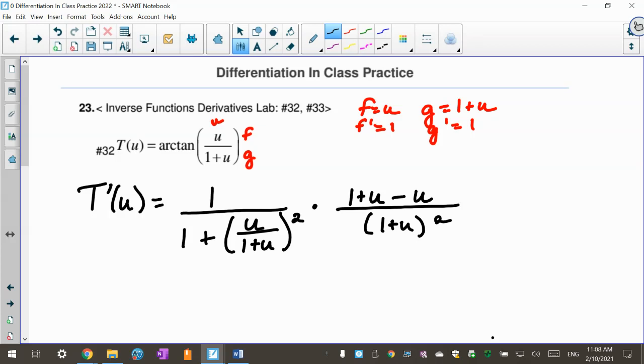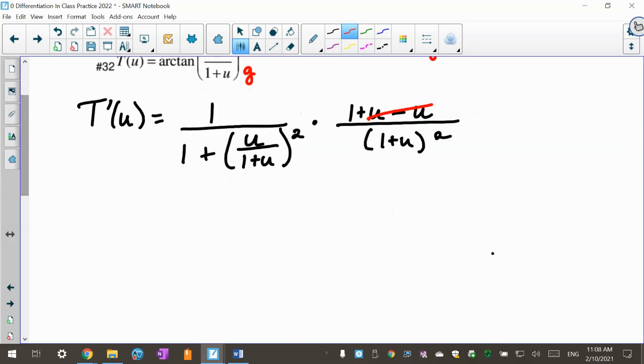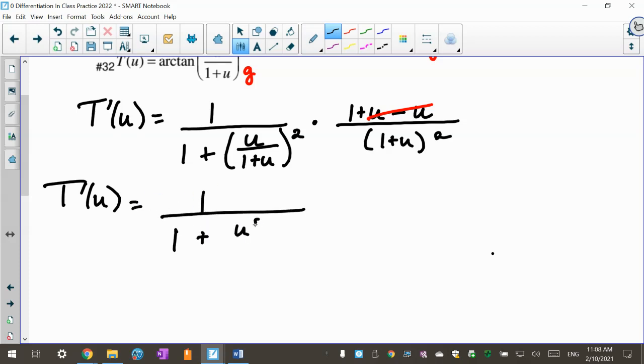Okay, so calculus is done, folks. Now we're looking at simplifying this and making this look decent. First thing I notice is 1 plus u minus u. That's a 0. And the other thing I want to show you is if I square a fraction, you're really squaring the top and the bottom. So we're going to rewrite that. So I'll show you this. t prime of u is going to be 1 over 1 plus u squared over 1 plus u squared times 1 over 1 plus u squared. Okay, it's looking a little bit better.